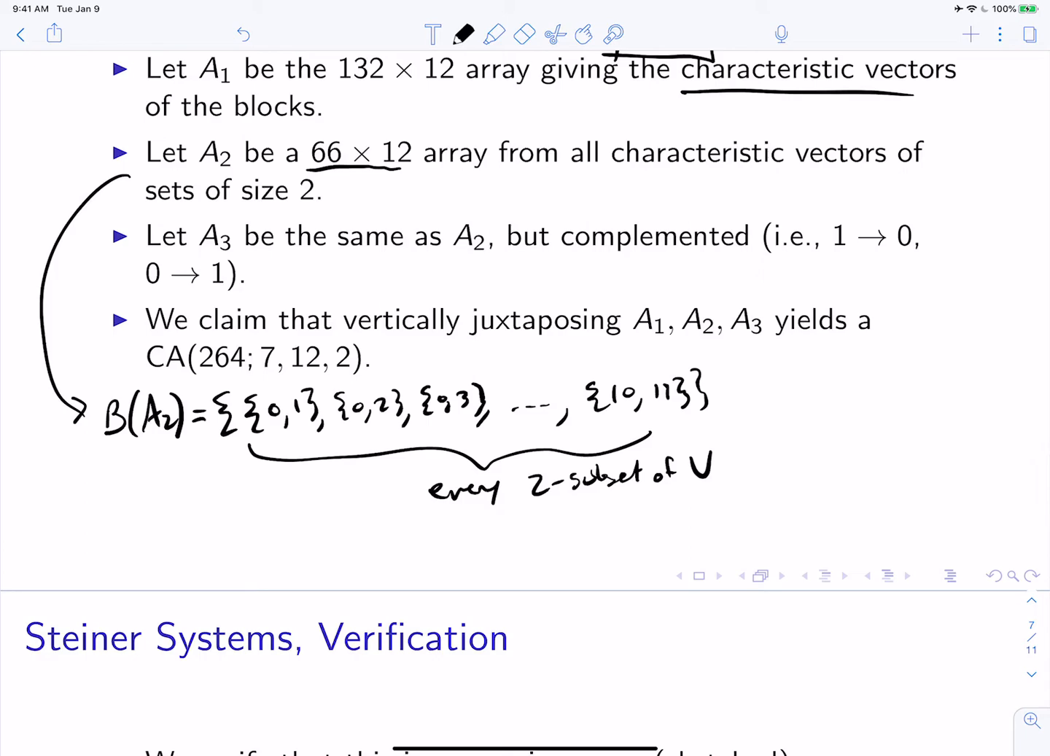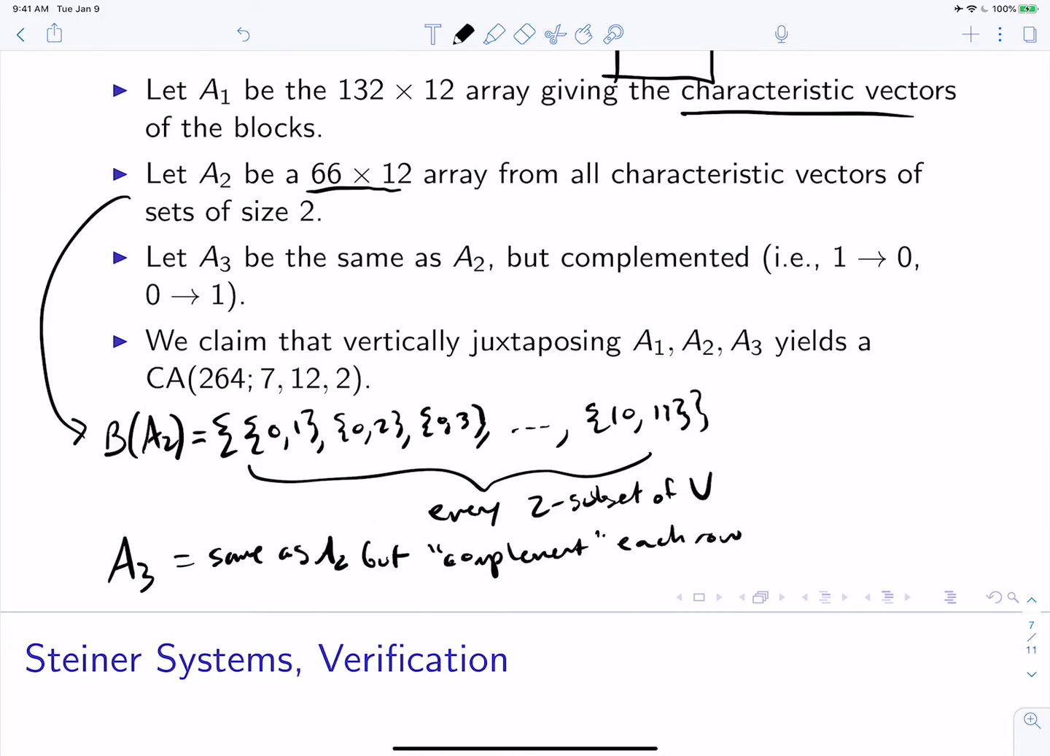And A3 is going to be the same thing as A2, but what we're going to do is complement each row. And what do I mean by that? I mean that if you had a 0 in the A2 array, the A3 array is going to have a 1 in that same position. And if A2 had a 1, A3 will have a 0 in that position.